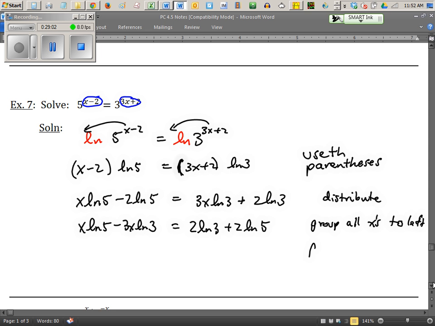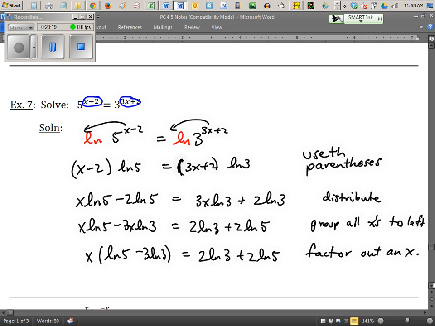And now let's factor out an x. And I get x times (ln 5 minus 3 ln 3). And then the right side is 2 ln 3 plus 2 ln 5. Can't you factor out a 2 there on the right side? I could. I actually could factor out a 2 on the right. My goal is to isolate x, so I'm just going to leave it. If you want to factor out the 2, Matt, go for it. I like this answer.